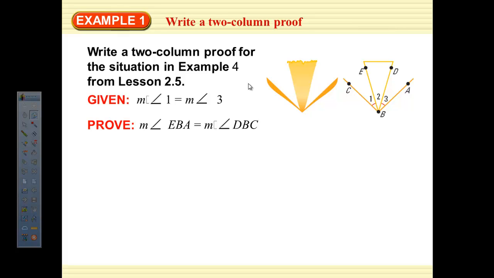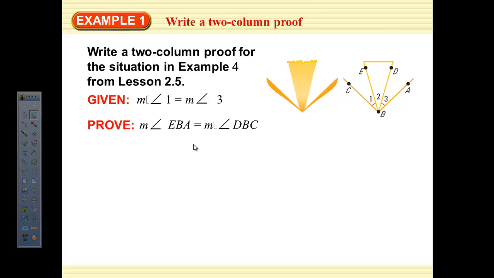Now we're going to look at solving or writing two-column proofs. We always start off with what's given to us, and we end with what we're trying to prove. What's given to us is angle 1 and angle 3 are congruent, so we've marked that on our figure here. And you always want to do that. If they don't mark it, you need to mark it.